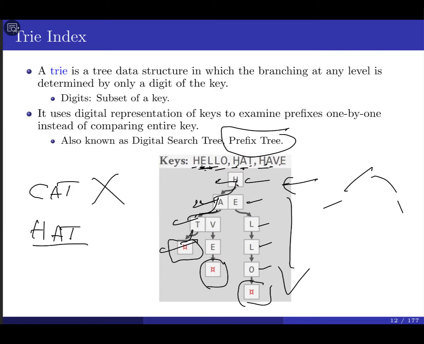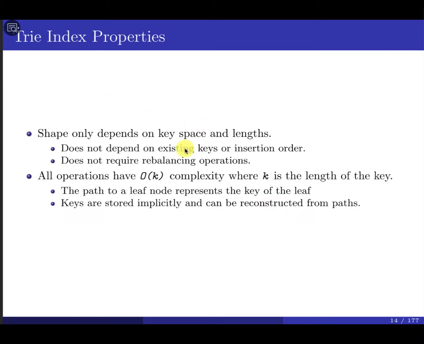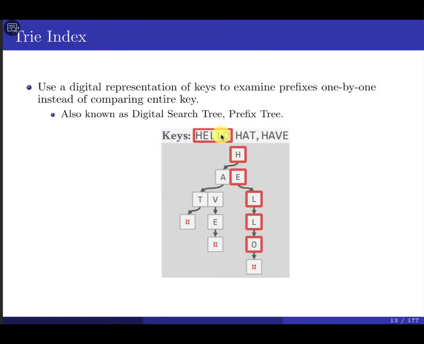What we have here, we search for the data, and there are some properties associated with it. The first one is that the shape only depends on the key space and the length. If you compare this with the B plus tree, the B plus tree is not deterministic, while this is deterministic. Regardless of whether you insert hello first and then hat or have, or start with have, then hello, you're going to have the same structure. It's deterministic. For the B plus tree, it's not.